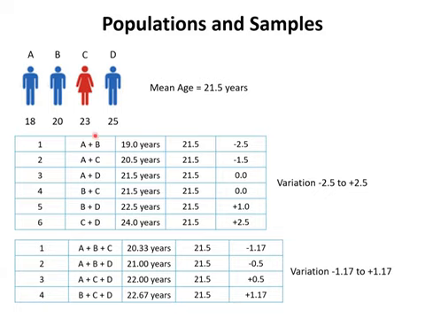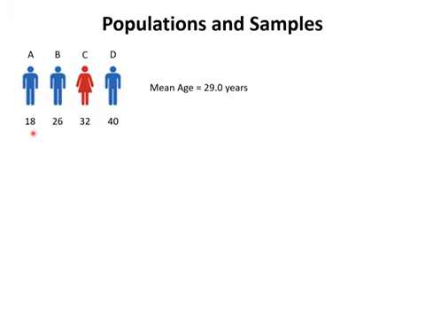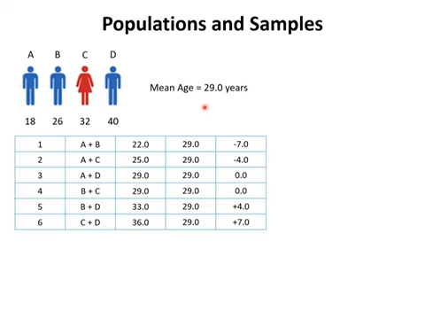Look again at the age of this target population. If we take the same example but increase the age range from 18 to 25, now to 18 to 40, in this case, the mean age is 29. With the same possibilities if we take a sample of 2, the variation will be either below or greater than the true value by 7. So the variation is greater.